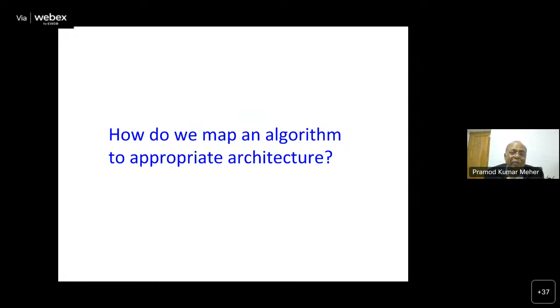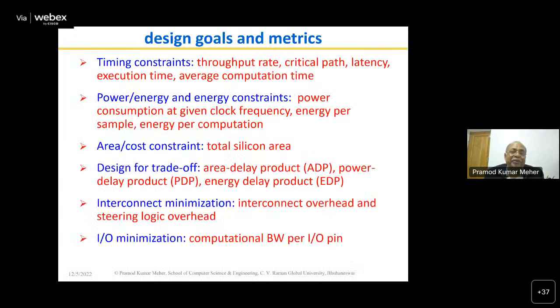Then how do we map an algorithm to appropriate architecture? There are different mapping methodologies. Depending on the type of designs and the constraints, we do the kind of mapping. For that, we should know our design goal. What is our design goal? Whether we need to increase the throughput rate or reduce the clock period. That means we need to run the system at a higher frequency.